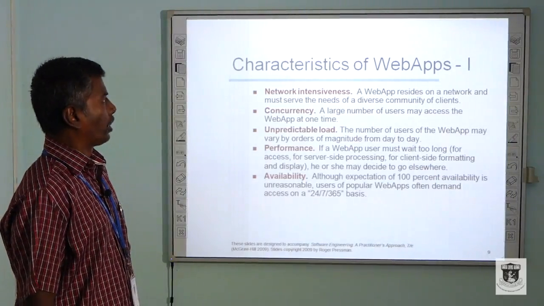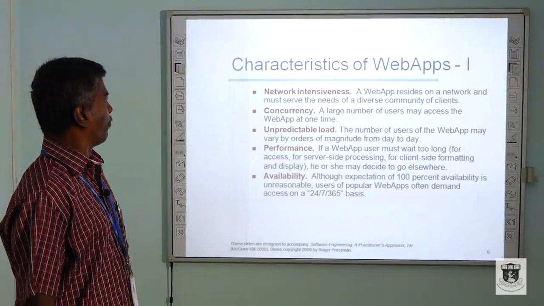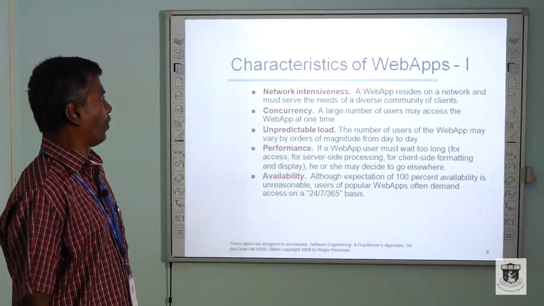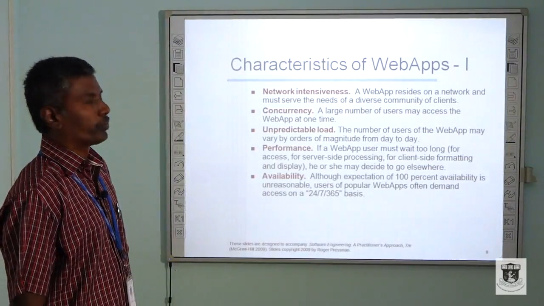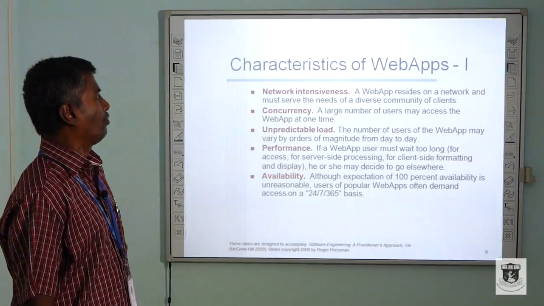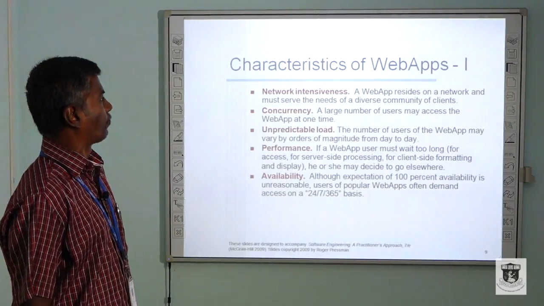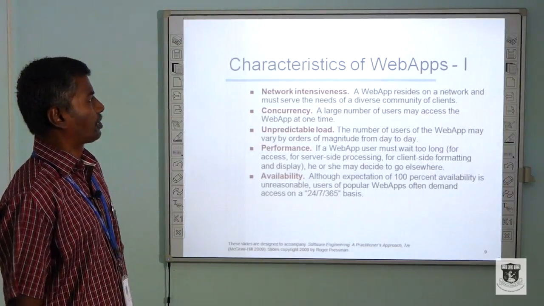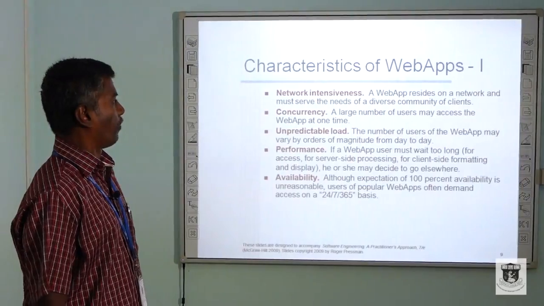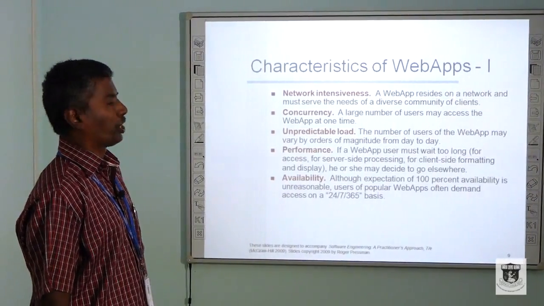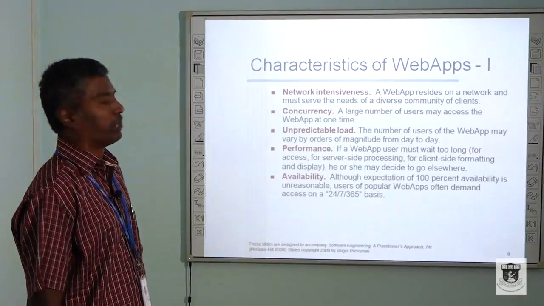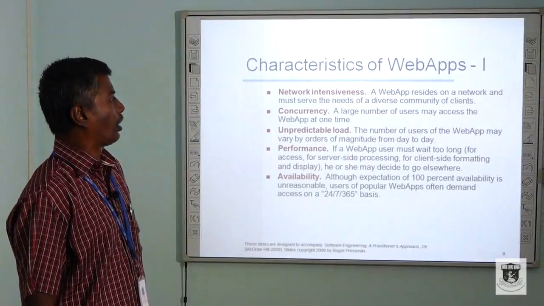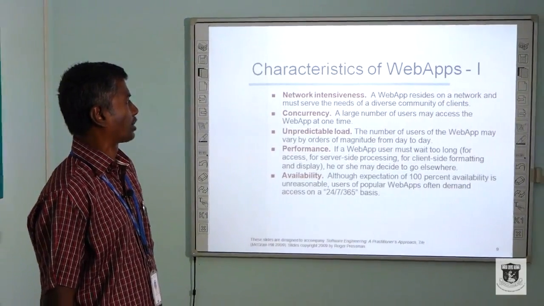Unpredictable load, the number of users of the web app may vary by orders of magnitude from day to day. Performance, if a web app user must wait for a long time for server-side processing or client-side processing, he or she may decide to go elsewhere. Availability, although an expectation of 100% availability is unreasonable, users of popular web apps demand access on a 24/7 basis.